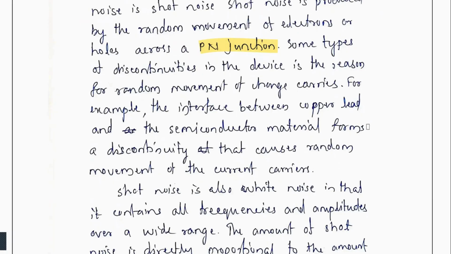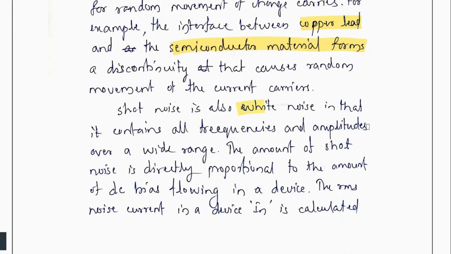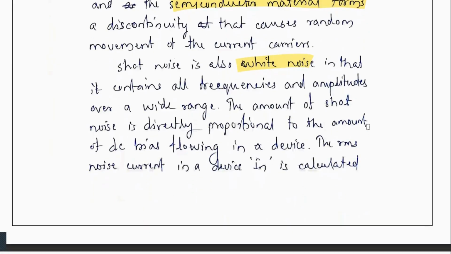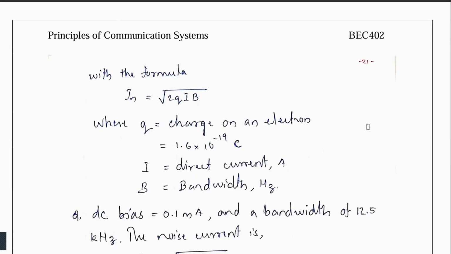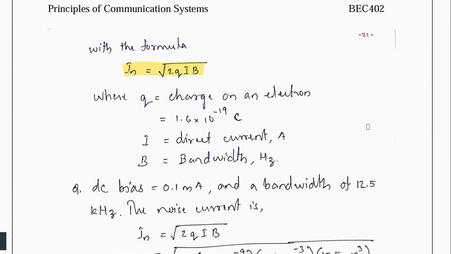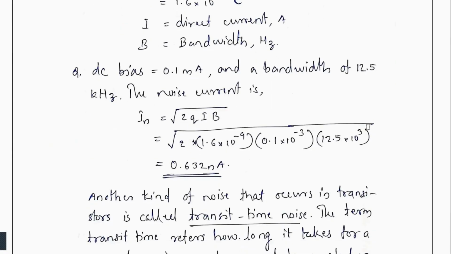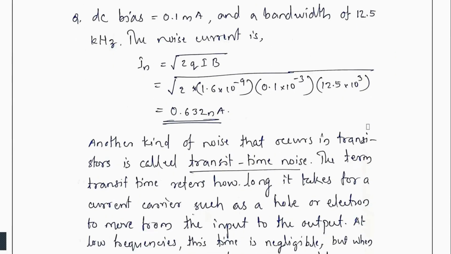For example, the interface between a copper lead and the semiconductor material forms the discontinuity that causes the random movement of the current carriers. Shot noise is also called white noise, in that it contains all the frequencies and amplitudes over a wide range. The amount of shot noise is directly proportional to the DC bias flowing in a device. So the RMS noise in a device, In, is calculated by this formula, where Q is the charge of an electron, I is direct current, and B is bandwidth. I have also mentioned an example problem, refer to that.